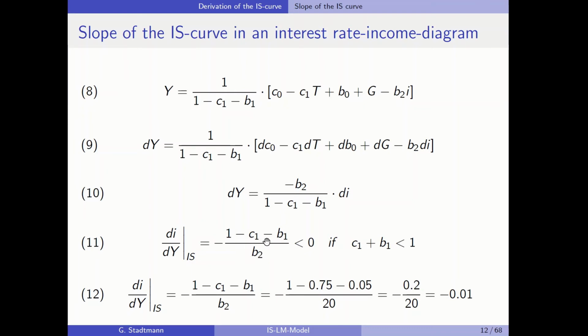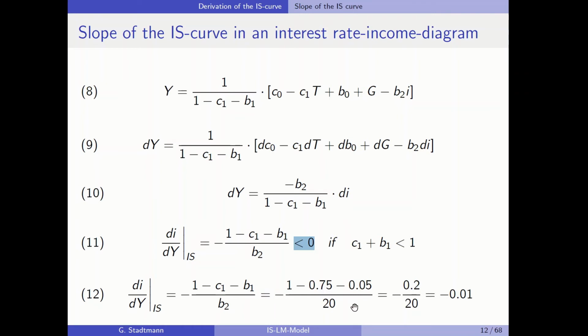1 minus c1 minus b1 will be positive, so the numerator of this fraction will be positive because we are assuming that the sum of c1 plus b1 is smaller than 1. In our numerical example, the sum of c1 and b1 was equal to 0.8, so this condition was met. So the numerator is positive, the denominator is positive, but we have a negative sign in front of this fraction. So the whole expression is negative, and therefore the IS curve has a negative slope.